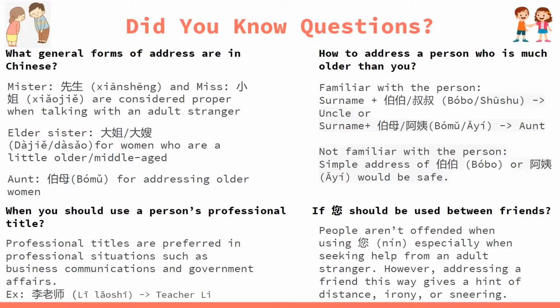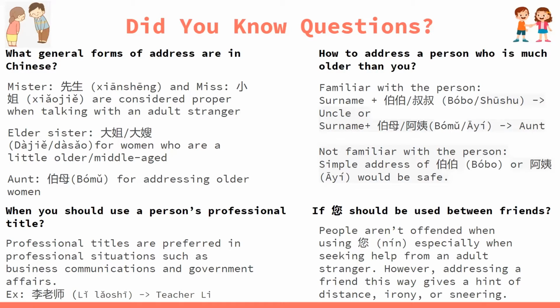The third question, how to address a person who is much older than you? If you are familiar with the person, you would start with their surname followed by 伯伯 or 叔叔, which is uncle, or their surname plus 伯母 or 阿姨, and that means aunt. If you're not familiar with the person, a simple address of 伯伯 or 阿姨 would be safe.